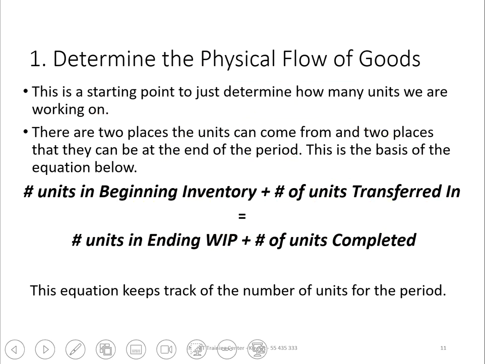So that's what this equation is showing: units in beginning inventory plus units transferred in has to be equal to ending work in progress and units completed. So this is what first we have to determine, how many units we are working on.